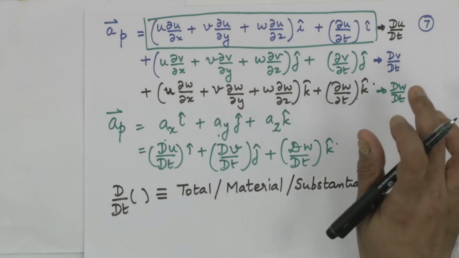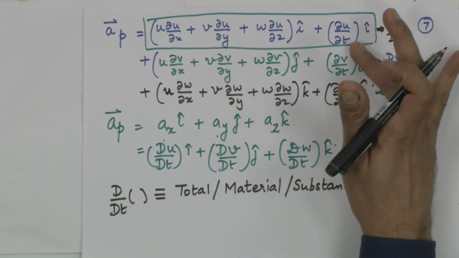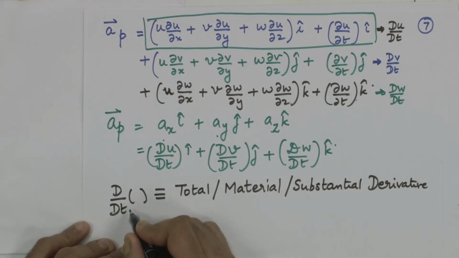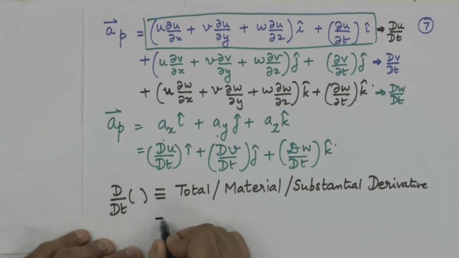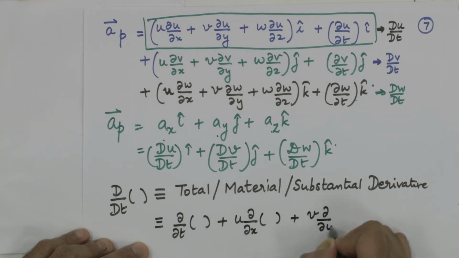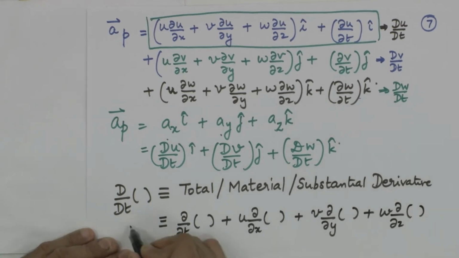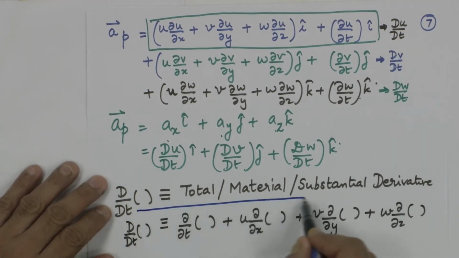It is a group of 4 terms where there is a definition of the derivative with respect to t, and the definition of derivative with respect to the space coordinate. This is an operator. Capital D by capital Dt of any variable is nothing but d by dt of that variable plus u times d by dx of that variable, v times d by dy of that variable, w times d by dz of that variable. This is the definition of the material derivative.